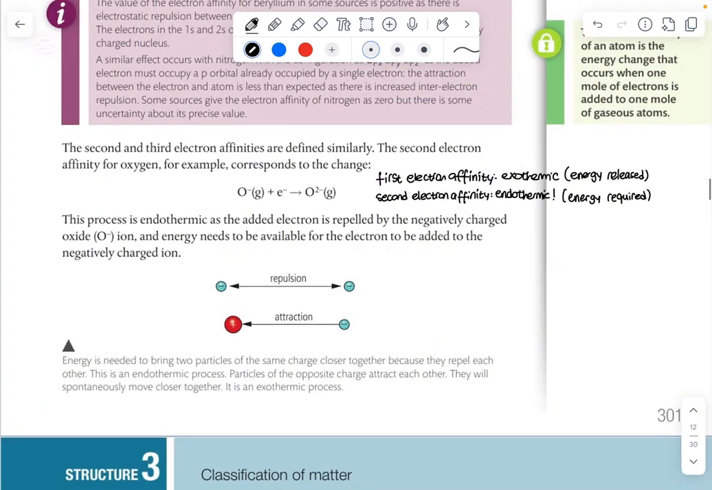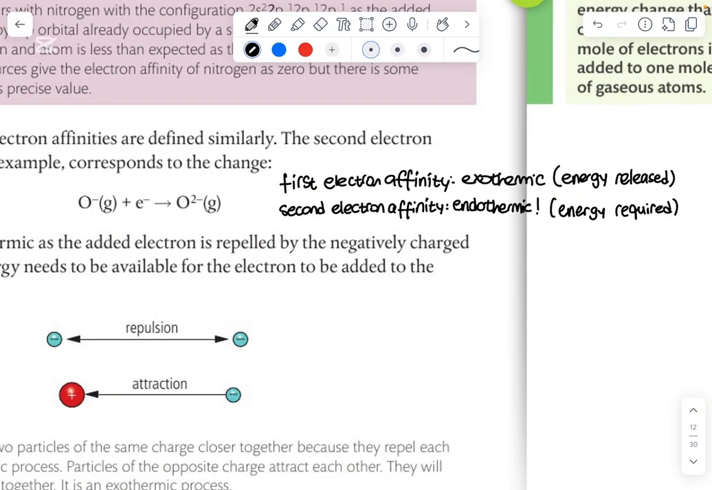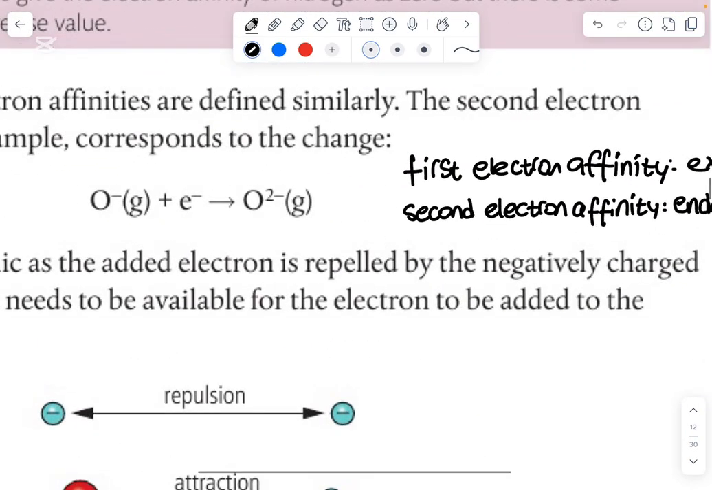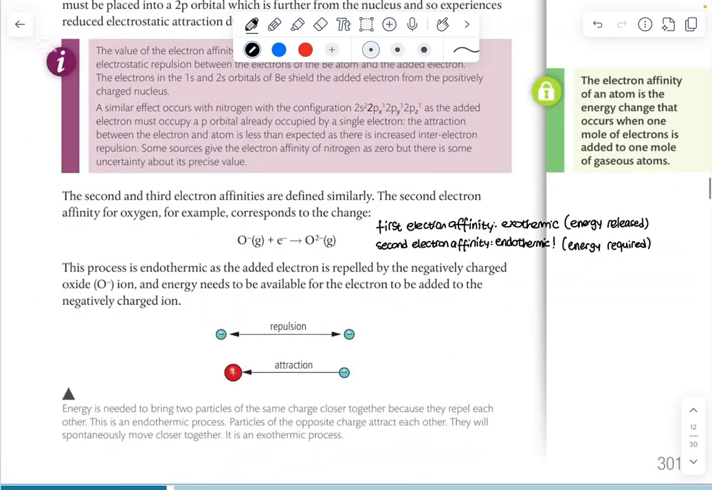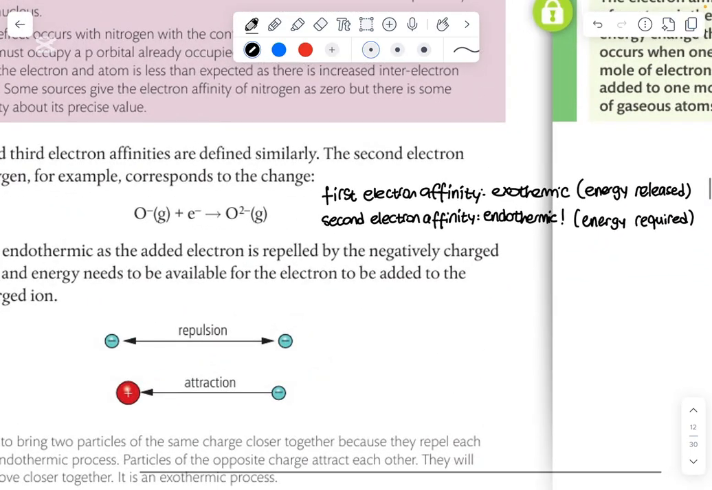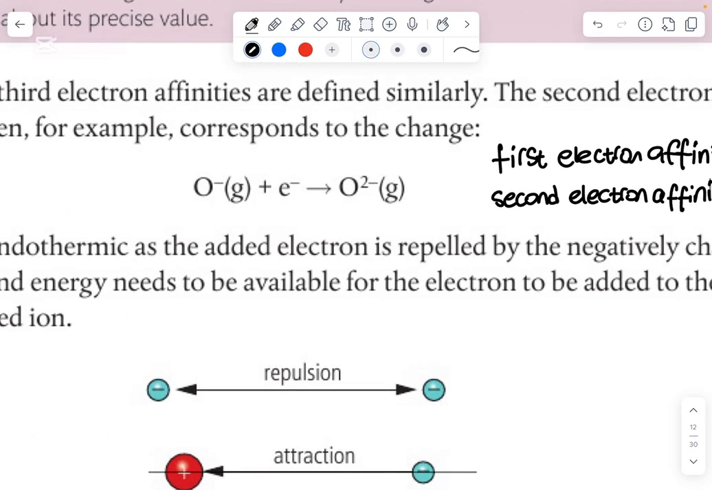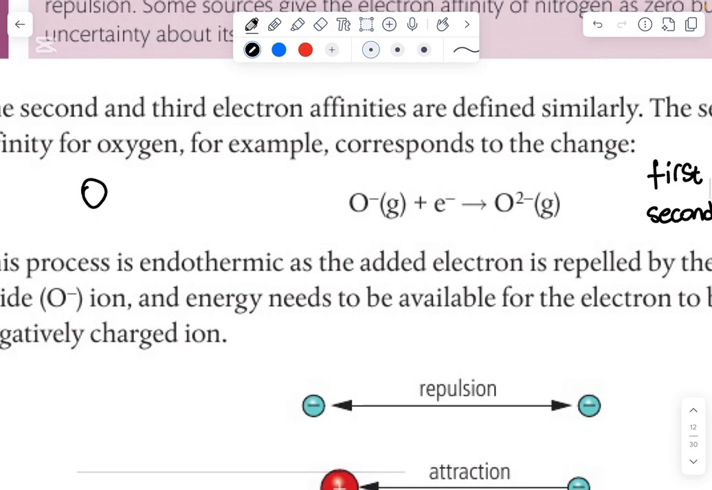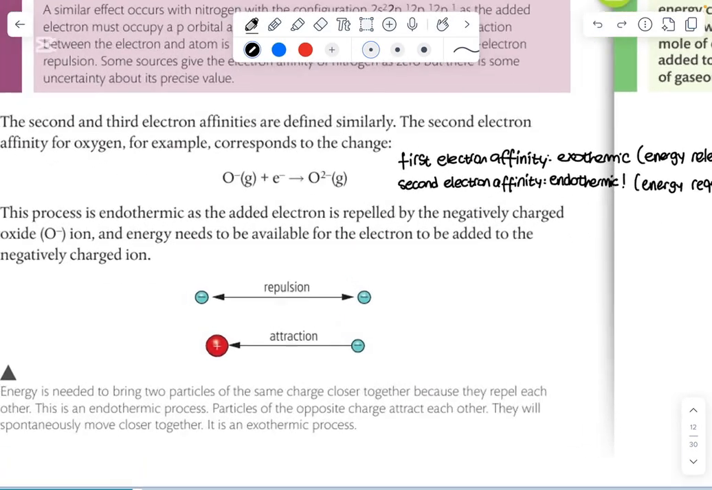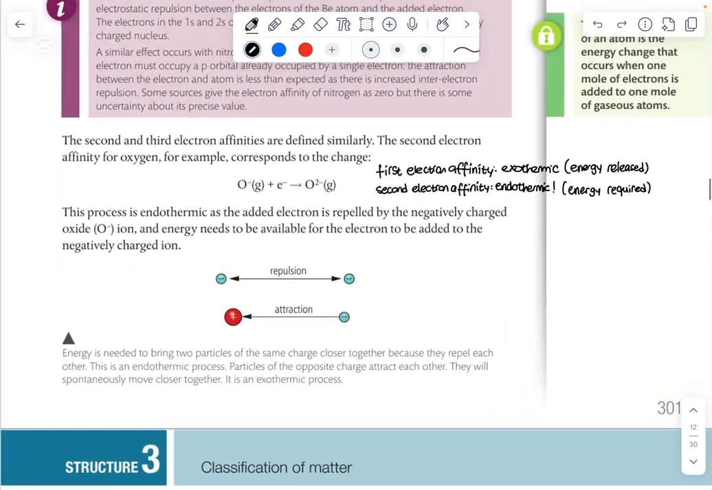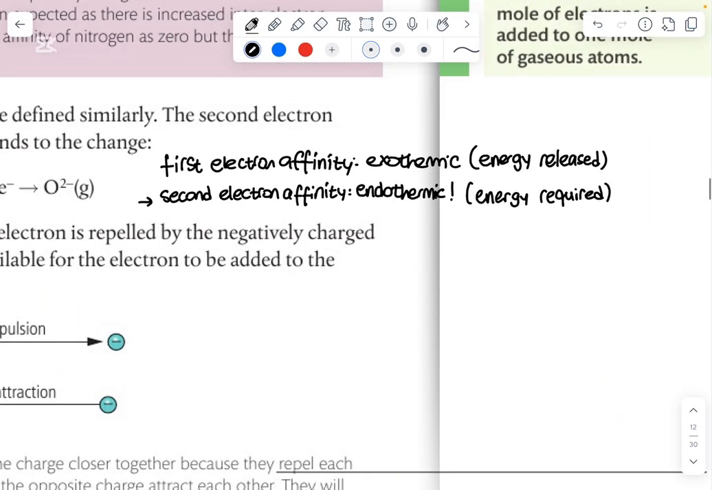So this exception is about the first and second electron affinity of oxygen. As you know, the first electron affinity is generally going to be exothermic, which releases energy. Why? Because the oxygen atom really wants an electron. It wants to form a stable octet, and therefore needs an electron to do so. But the second electron affinity is going to be endothermic, which requires energy.